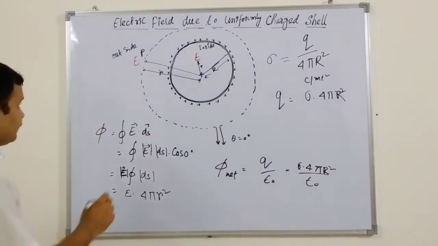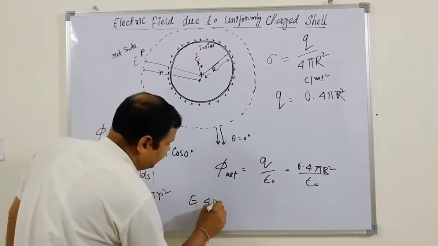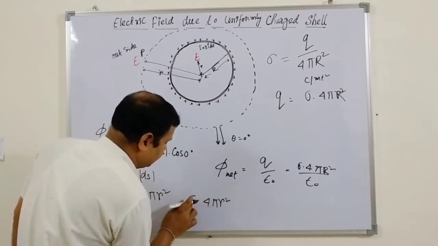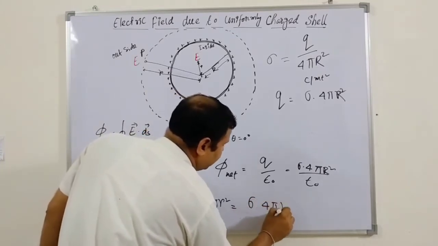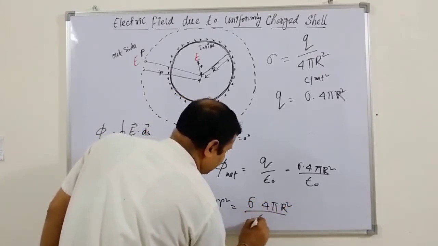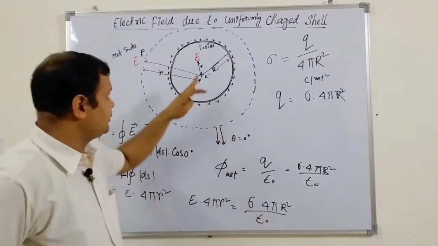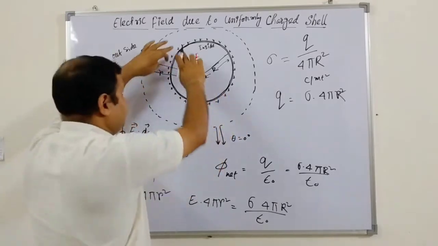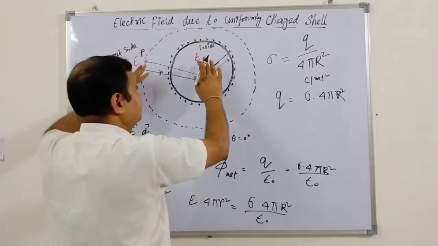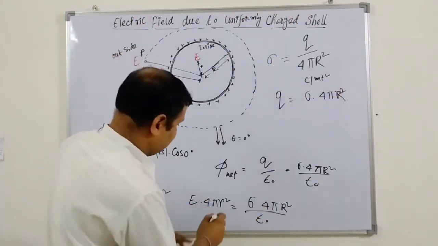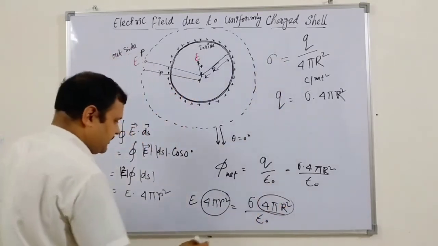Now just to equate this flux to this flux: E times 4 pi r square, at a particular distance of small r, is equal to sigma 4 pi r square over epsilon naught. What is happening actually? Conceptually, this amount of charge, this field flux, is distributed in a bigger sphere. This amount of charge is distributed in a bigger sphere. So this is the relation.